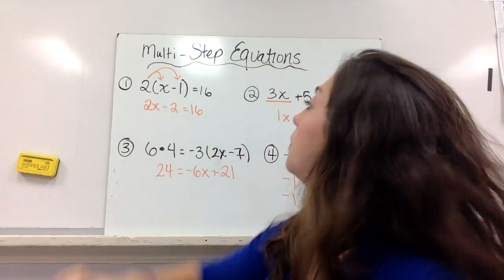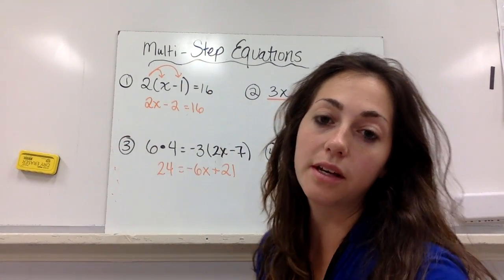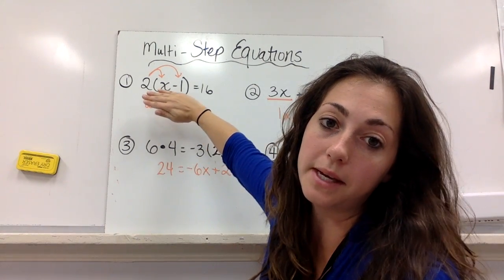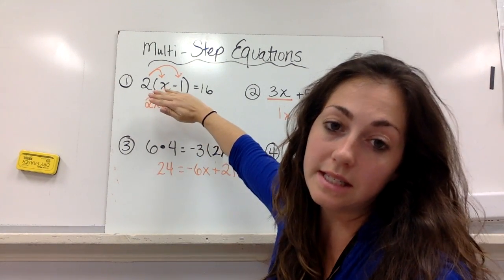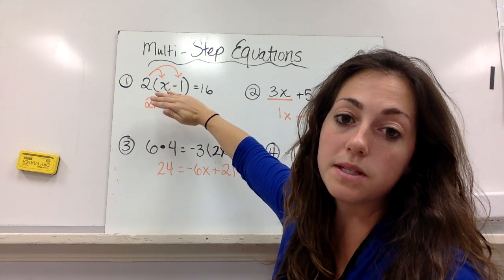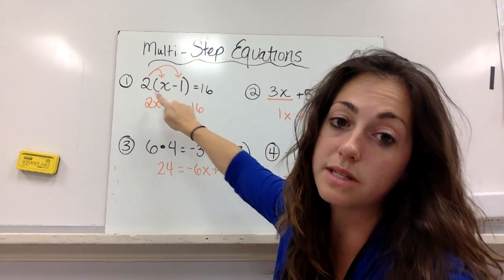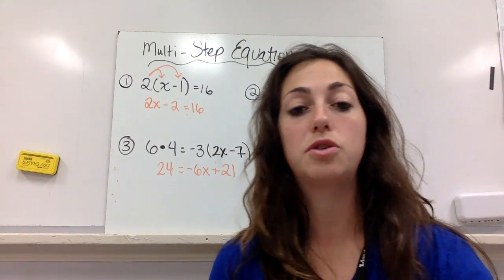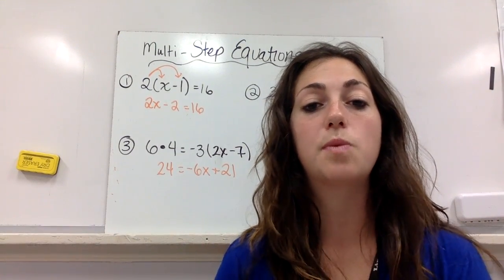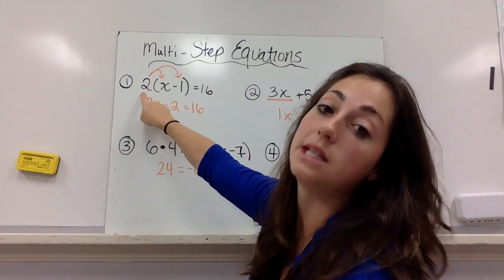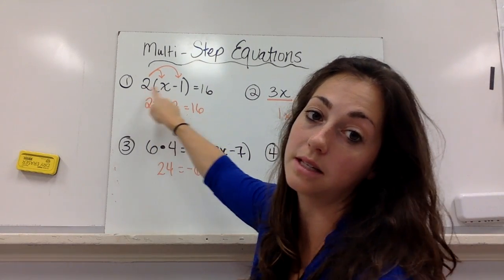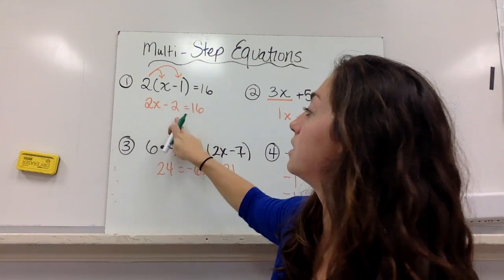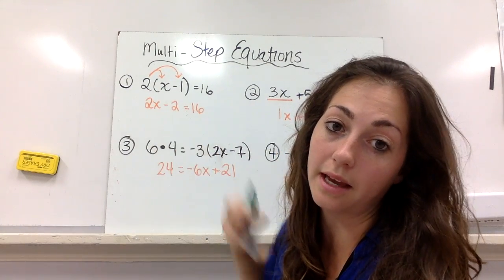Alright, today we're going to work with a quick tutorial on multi-step equations. So my first example is 2(x - 1) = 16. So 2 times the quantity x minus 1 equals 16. There's a couple ways, but the easiest way, we see distributive property. We have to multiply the 2 times the x and the 2 times the negative 1. And I have 2x, and then 2 times negative 1 is negative 2.